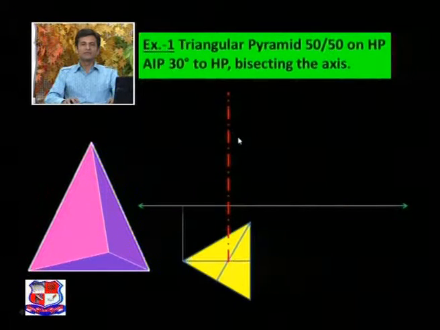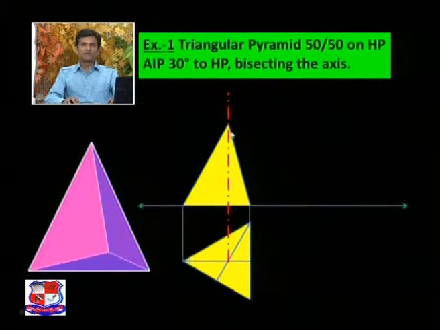Then the height is given. So at a height of 50 mm, take projections from these ends, and at a height of 50 mm mark a point on this axis and join this point to these projected lines with a straight line and make a triangle like this. So this triangle represents the front view of this solid.